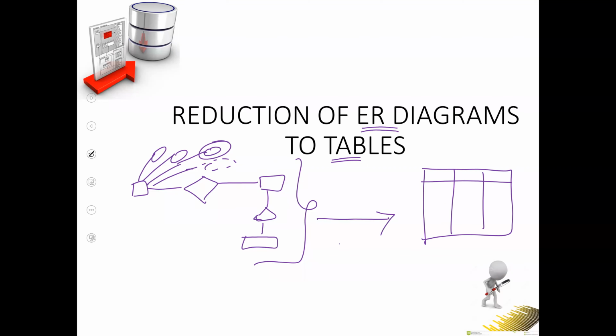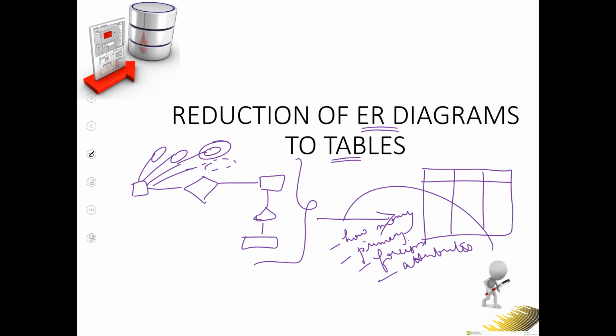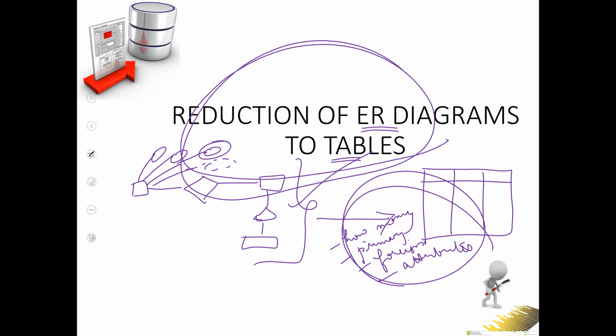How many tables should there be? Which will be the primary key? Which will be the foreign key? Which all will be the attributes? All this is decided with the help of your ER diagram. What we will see today is how you make tables from your ER diagram.